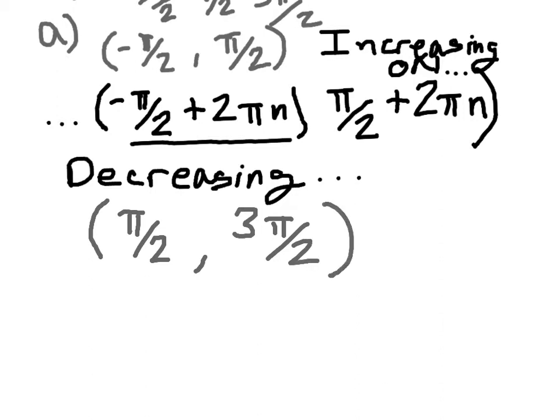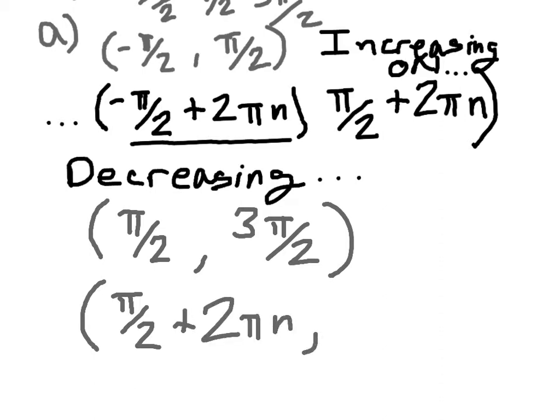And I'm not requiring this on the quiz Monday, but in general you would scale that up to describe the whole behavior of the function by going pi halves plus 2 pi n, since it's periodic, and the end of the interval would occur at 3 pi halves plus 2 pi n.